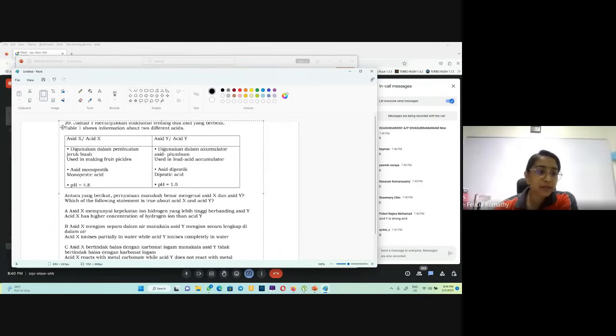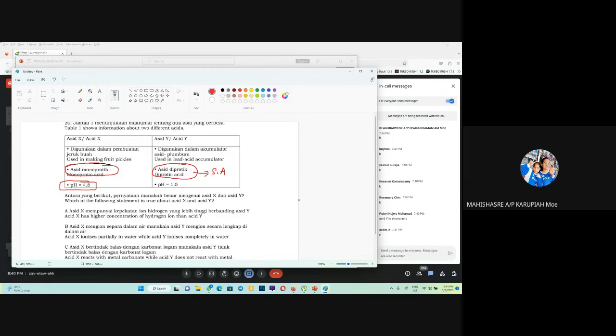Now, let's look at this. What is the important information? You can see here, monoprotic acid. This is diprotic acid. Now, I told you already, diprotic acid definitely is a strong acid, right? Monoprotic, as I told you, can be a weak acid or strong acid. Look at the pH, pH 4.8. Is the pH higher or lower? High pH or low pH? Lower.